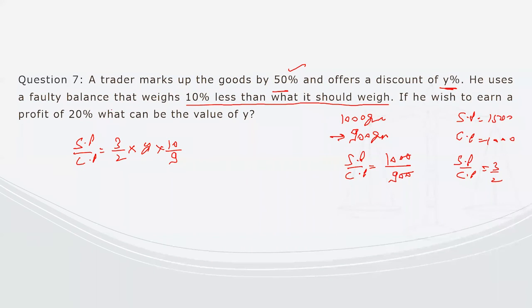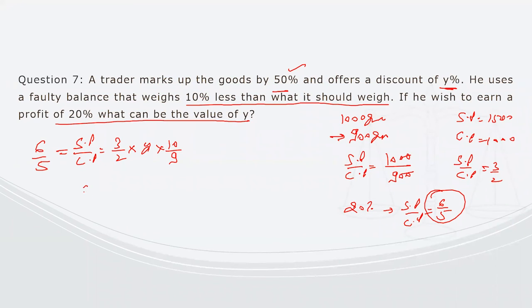If he wishes to earn a profit of 20%, what can be the value of Y? If he's planning to earn 20%, 20% corresponds to what ratio of selling price by cost price? Selling price by cost price ratio will be 6/5, right? That's your 20% profit. So this ultimately should be 6/5. So if I have a 6/5 over here, I have a 3/2 over here, I have a 10/9, and I have a fraction corresponding to the percentage Y. Okay, let's just try and solve this.